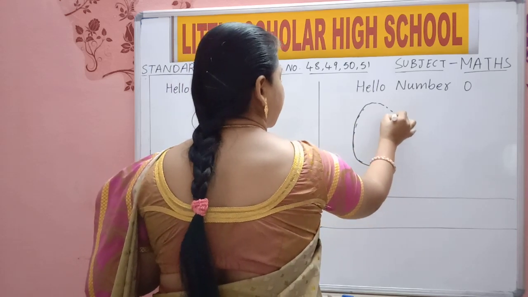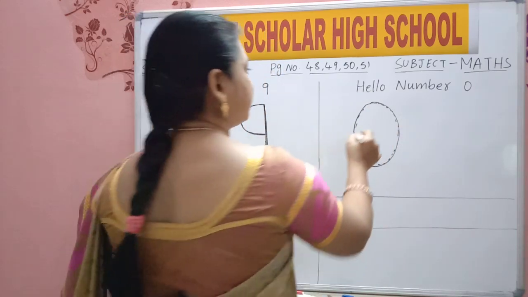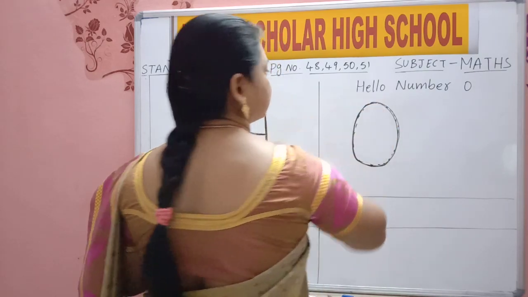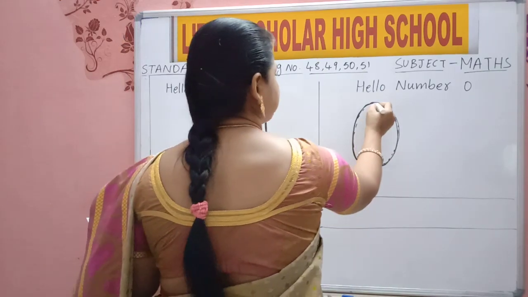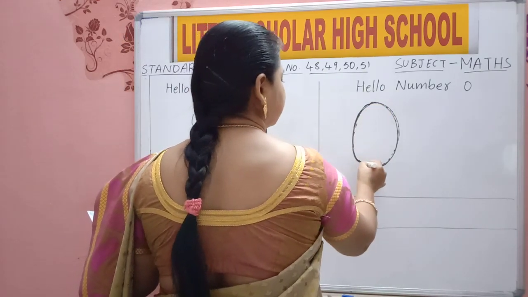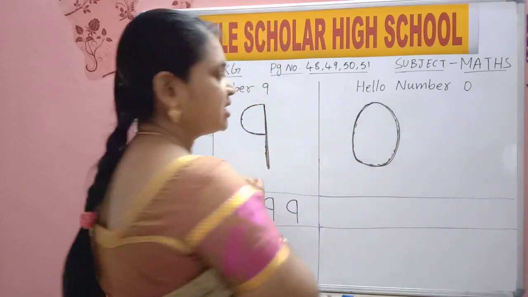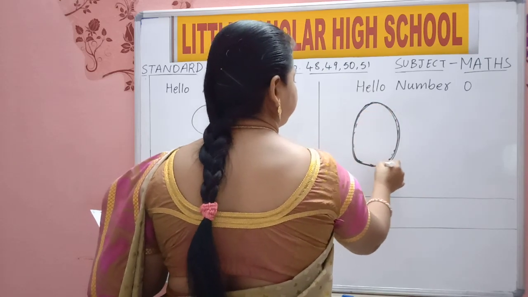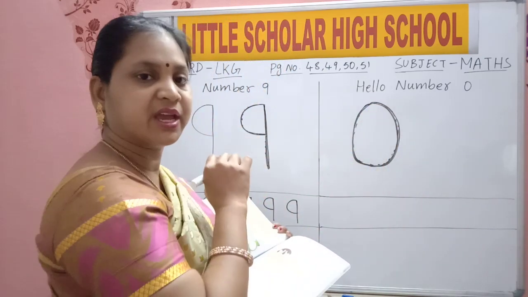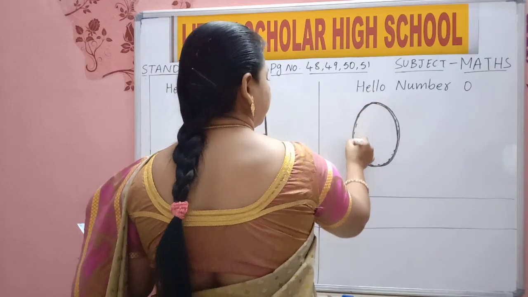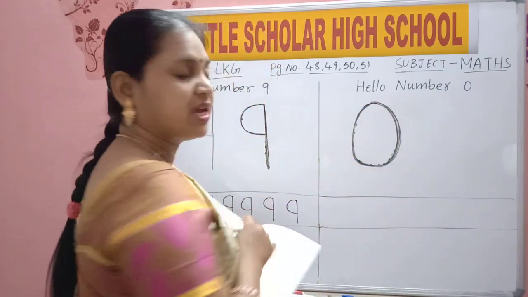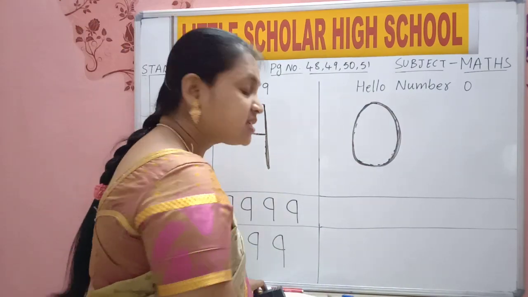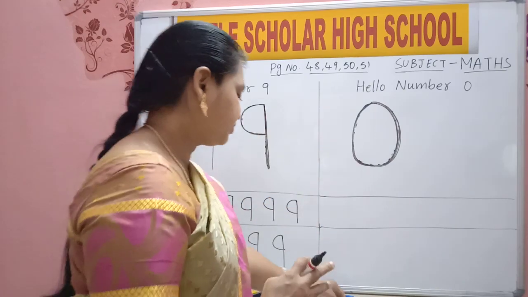5 times you will say and do. 0. Once again. 0. Trace it on that. 2 times finished. 3 times I finished. 4th time over. Again start. 0. Say and write. What is this? Now say what do you mean by 0? 0 means nothing.